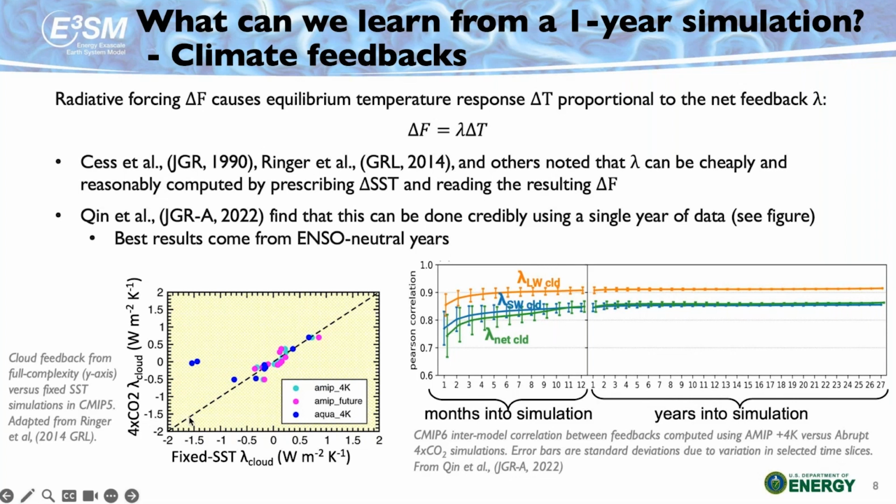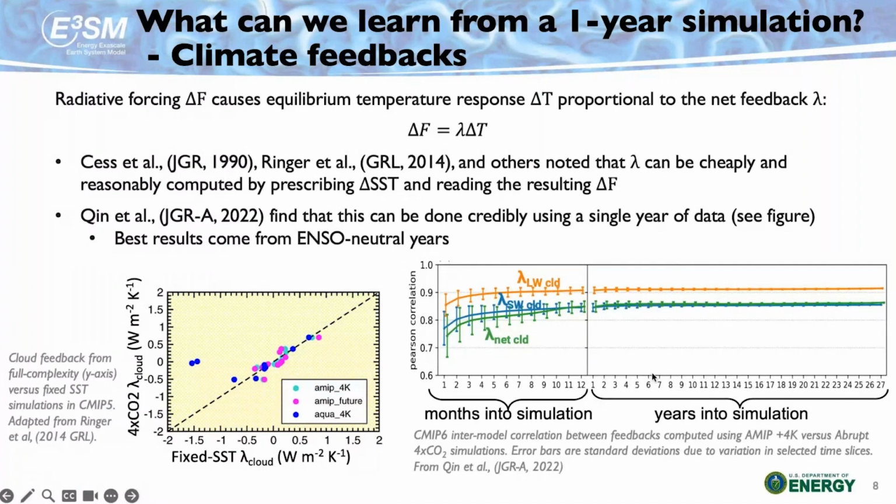And that's what's shown on the bottom left, where we're looking at the fixed SST cloud feedback parameter, and you can see if you compare it to a coupled simulation, the cyan dots tend to correlate highly, plus they're also on the 1-to-1 line. But that's with 30-year AMIP simulations, and 30-year AMIP is also still out of reach for SCREAM. But fortunately, what co-authors have found in their recent study is that you can actually do that credibly using a single year of data.